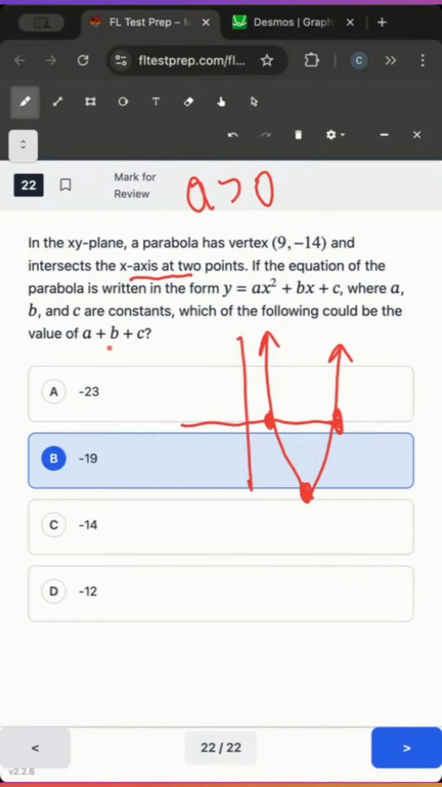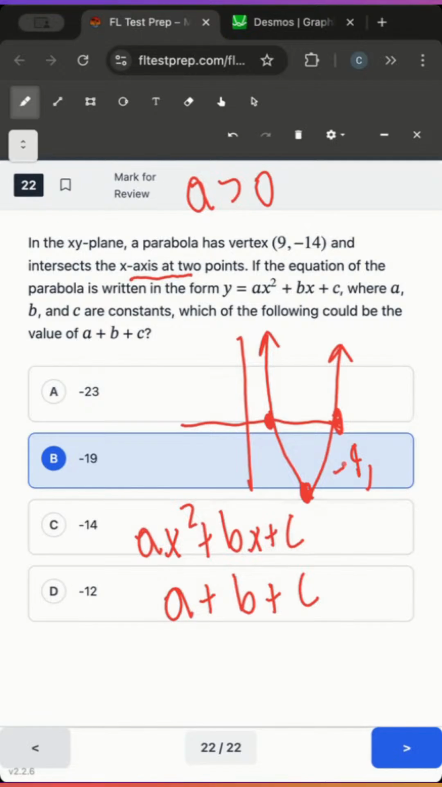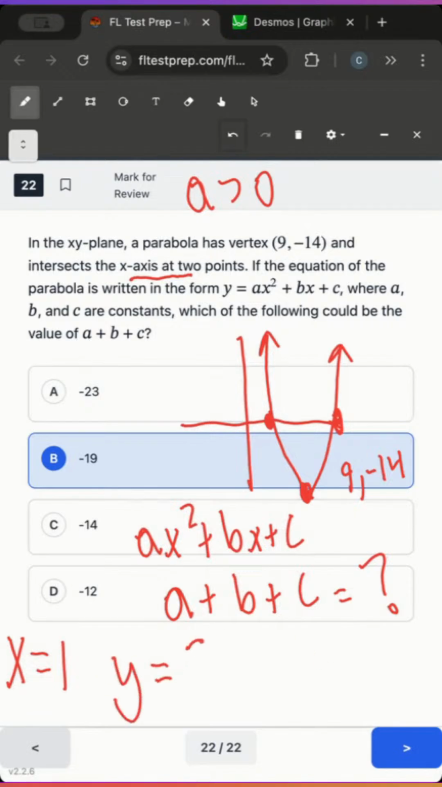And so we want to figure out, what the heck is a plus b plus c? And so here's the fastest way to solve the problem. What you want to realize is when I have an equation like ax squared plus bx plus c, and they're asking me, well, what is a plus b plus c? And I know the vertex is going to be 9, -14. Well, what does x have to be for a plus b plus c to occur? Think about it. x would have to be 1, right? So 1 squared is 1, a times 1 is a, b times 1 is b, and then you'd have c at the tail end. And then it equals what? And so when x equals 1, basically y equals what is what they're asking me.